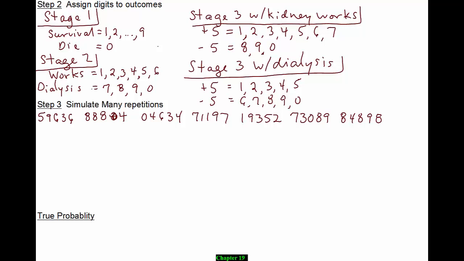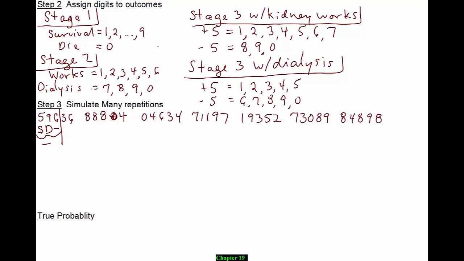Okay, so we start at stage 1 with our first code. Our first digit is a 5. In stage 1, a 5 means survive, so you survive the original operation. The next digit is a 9. We're in stage 2 now. A 9 in stage 2 means you went on dialysis. Stage 3, when you were in the dialysis branch, has a number of a 6 coming up. A 6 in stage 3 with dialysis means that you don't survive past 5 years. So one repetition is done, and this person did not survive past 5 years.